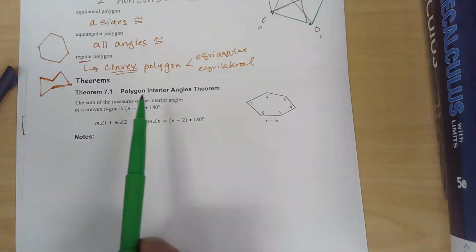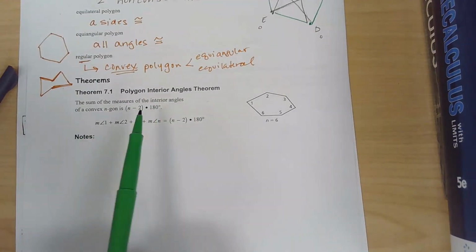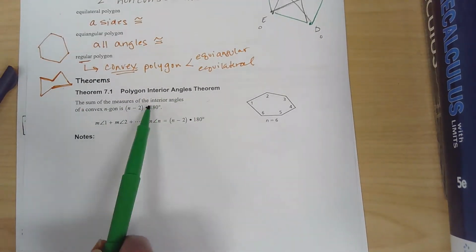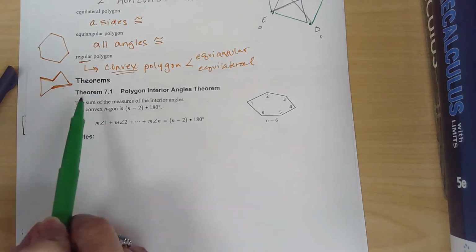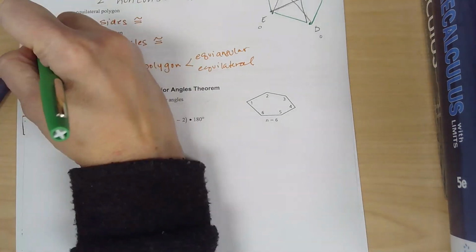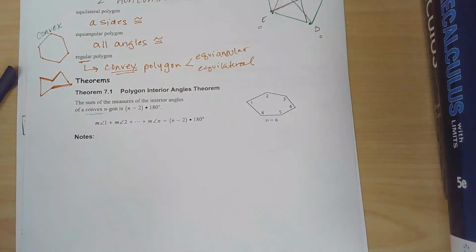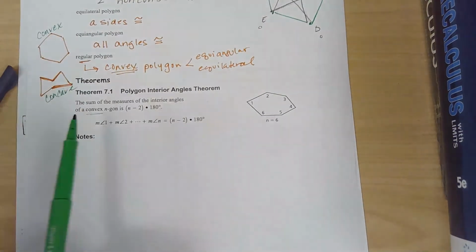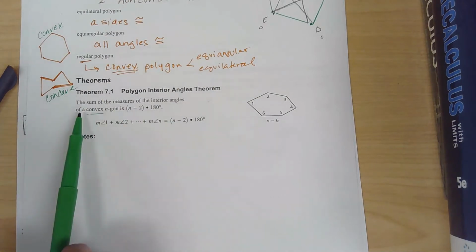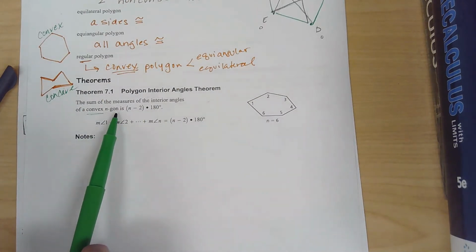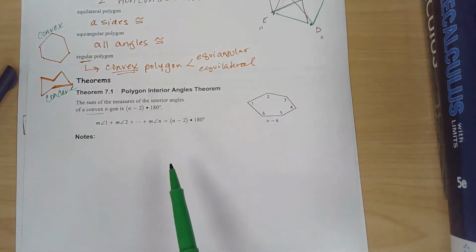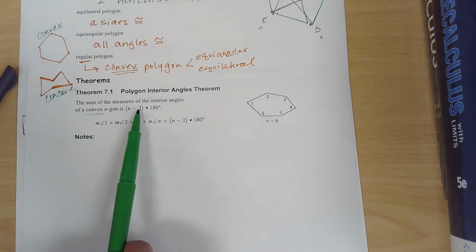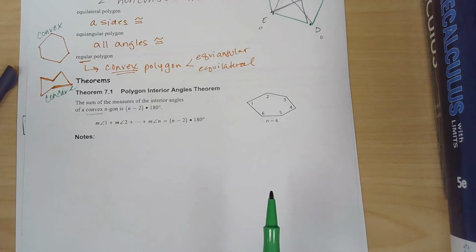Theorem 7.1 says the polygon interior angles theorem. The sum of the measures of the interior angles of a convex polygon, so again, we're just talking about these types of polygons, convex, not concave. Just let me write that down. All right, so the sum of the measures of the interior angles of a convex n-gon, and that just means any polygon, is n minus 2 times 180, where n represents the number of sides.